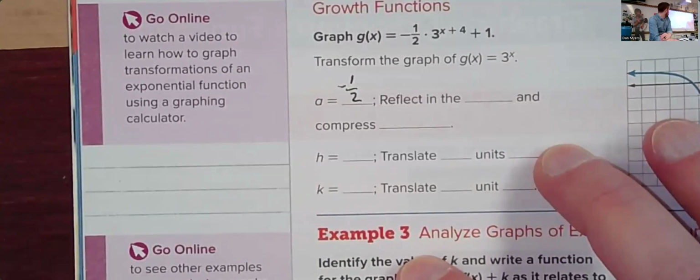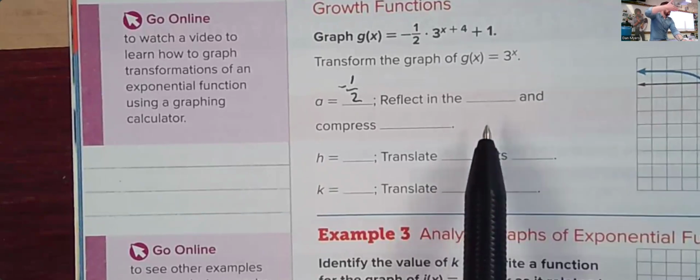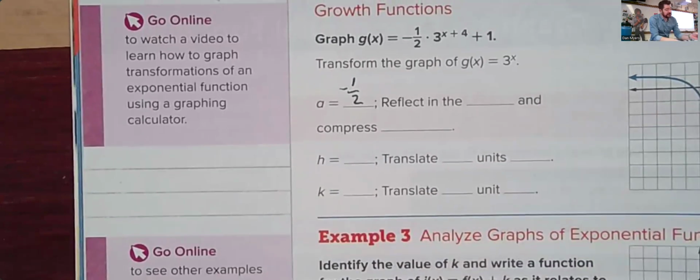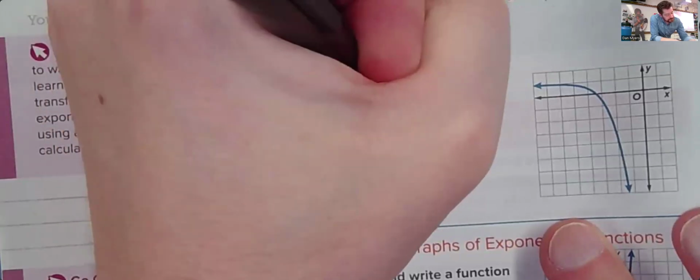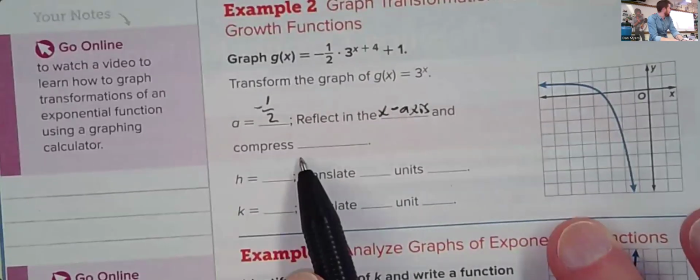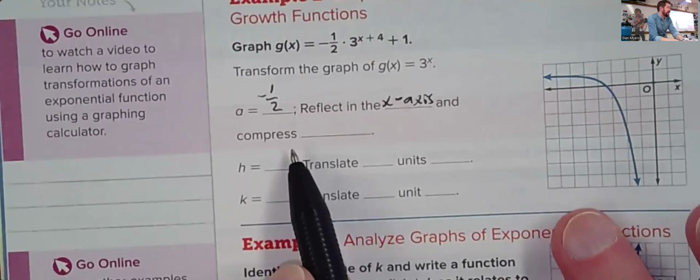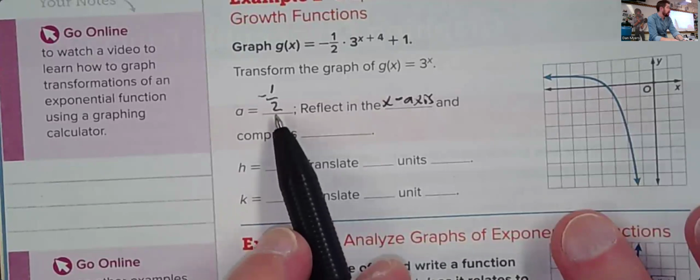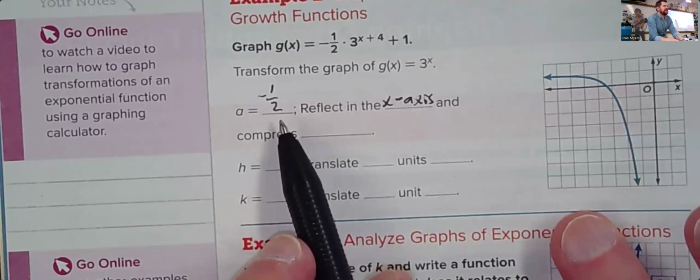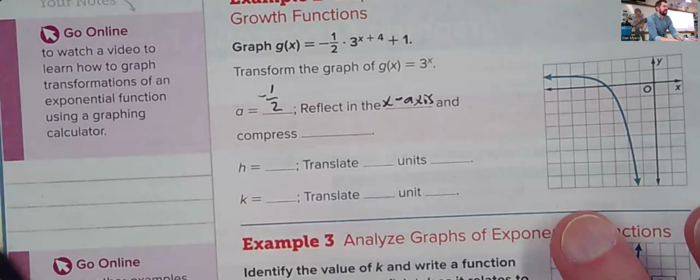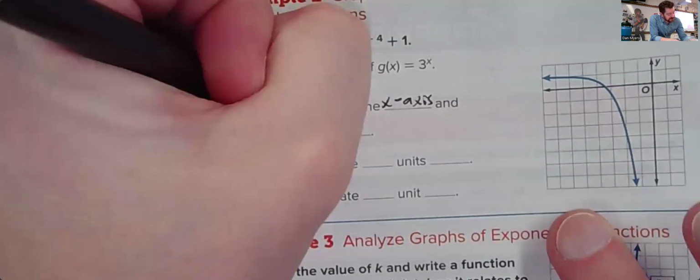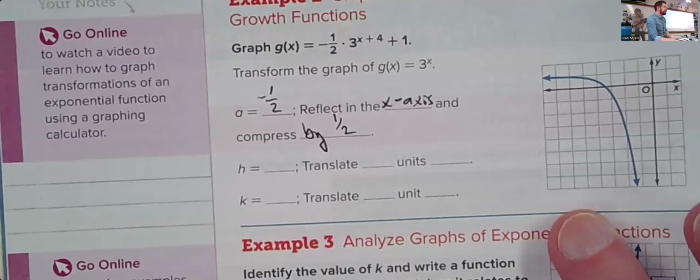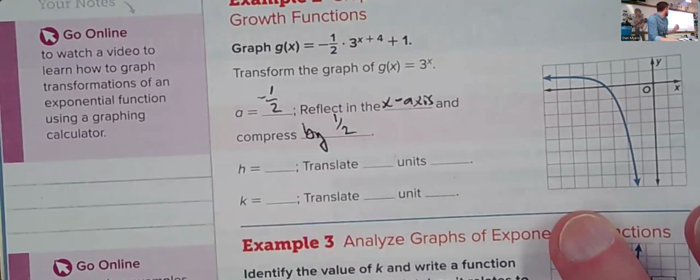Because it's negative, it reflects in which axis? X-axis. Yeah, it reflects across the x-axis. And compress by a factor of what? Yeah, or compress by a factor of 2, that's fine, or vertical compression by a factor of, it's a good question. Do we say by a factor of 2 or by a factor of 1/2? I'm going to say compress by 1/2. I prefer keeping the value the same as what a actually equals. That's kind of where I'm at.